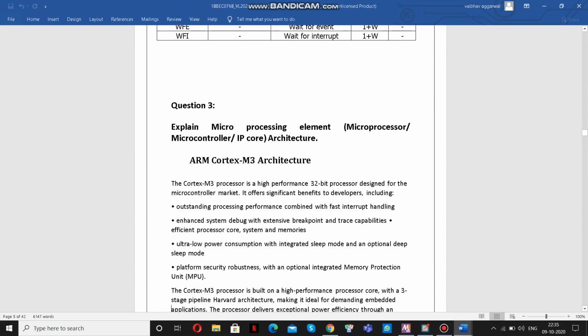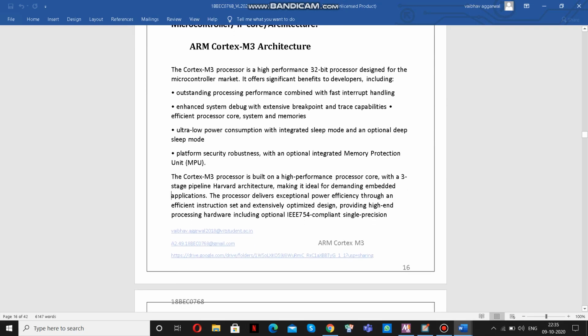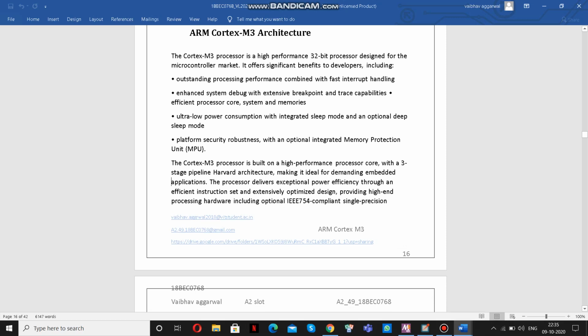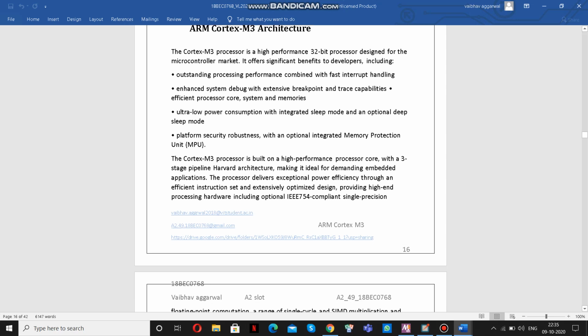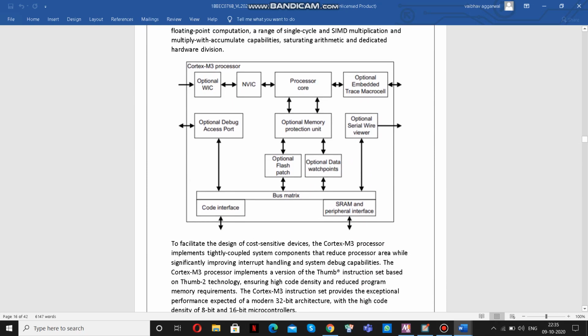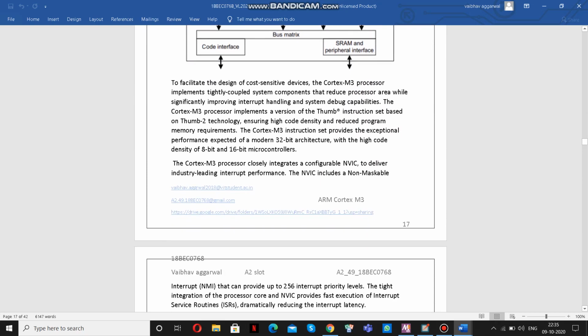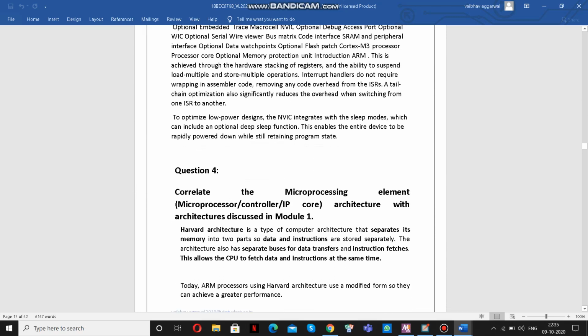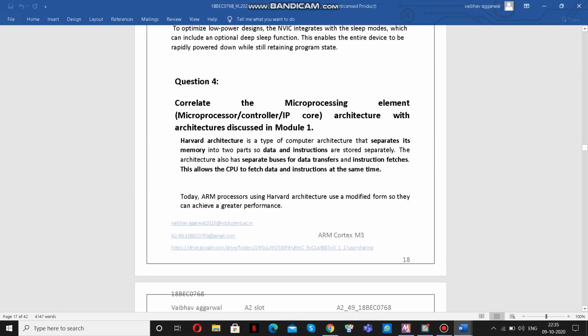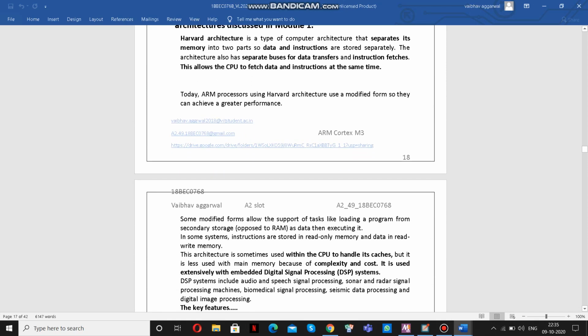Now we have the architecture of the ARM Cortex M3. The benefits to developers of the architecture are as follows: outstanding processing performance with fast interrupt handling, enhanced system debug with extensive breakpoint and trace capabilities, ultra low power consumption, platform security robustness. So here's the block diagram of the same. Here's the architecture in detail.